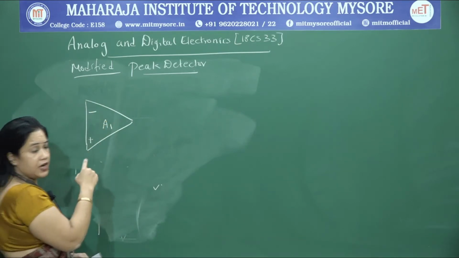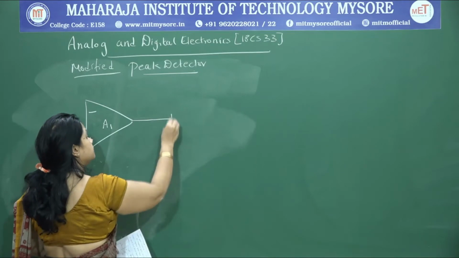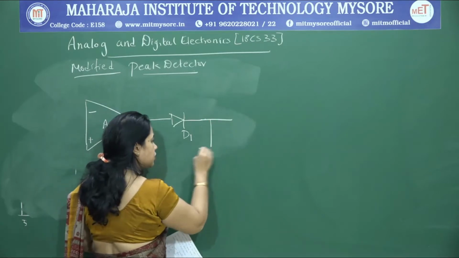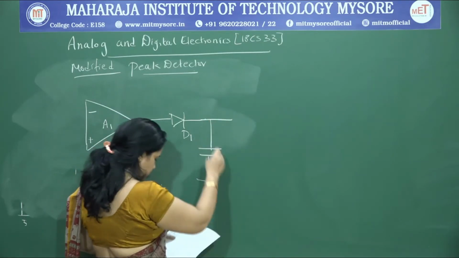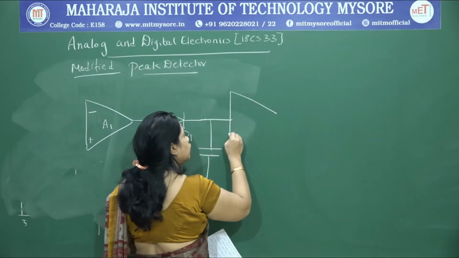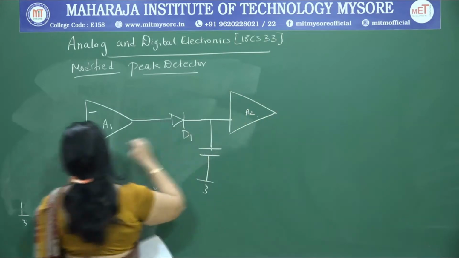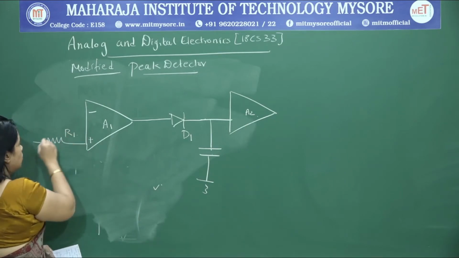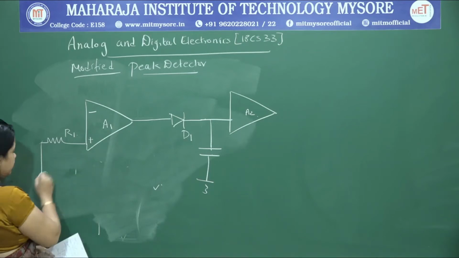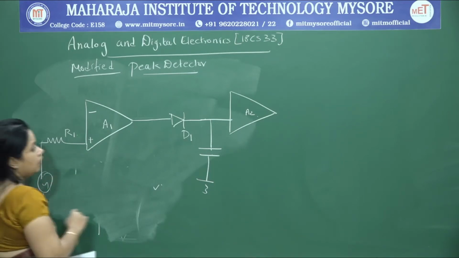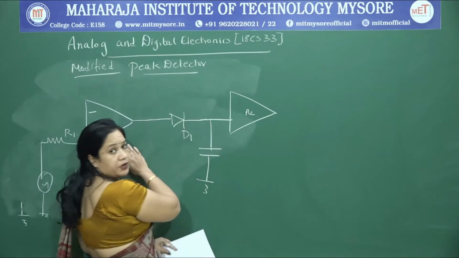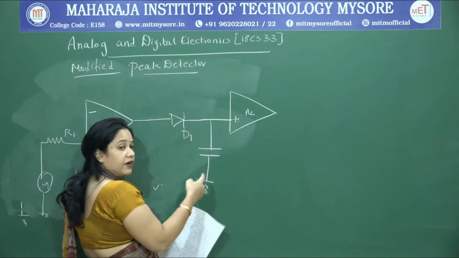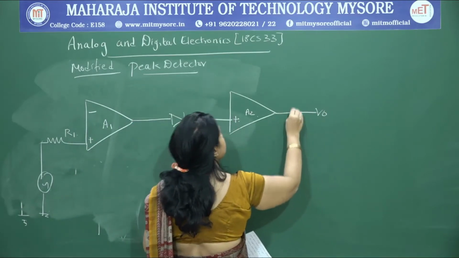Let me call the first amplifier A1, this as diode D1, and as usual you have a capacitor, and we have the second op-amp, let me call it A2. So, the input is applied through resistance R1 to the non-inverting terminal of your first op-amp. And the output of the first operational amplifier is applied to the non-inverting terminal of the second op-amp. And you are aware, it is connected as a voltage follower.